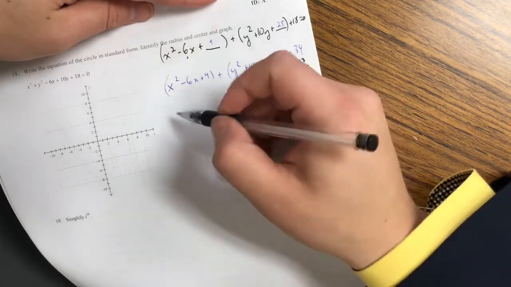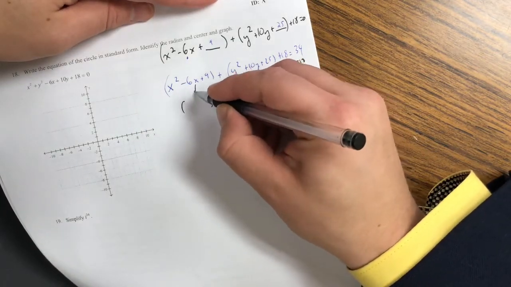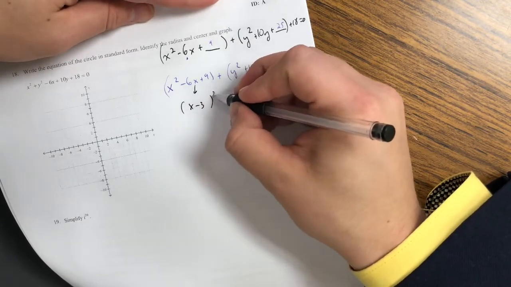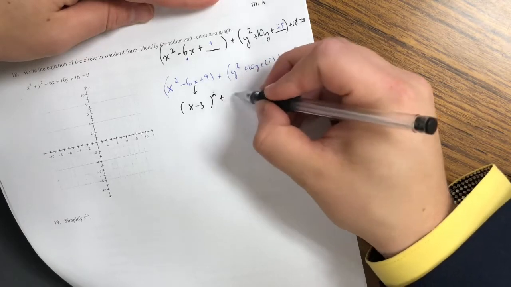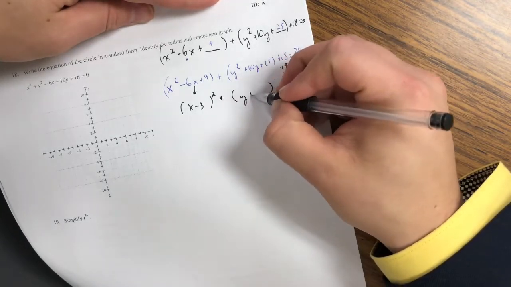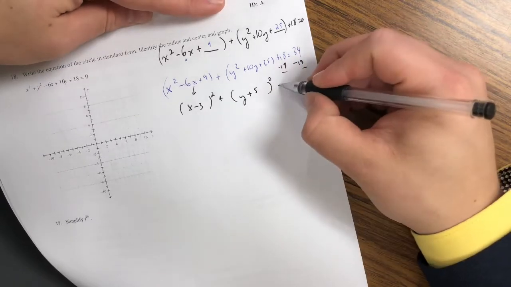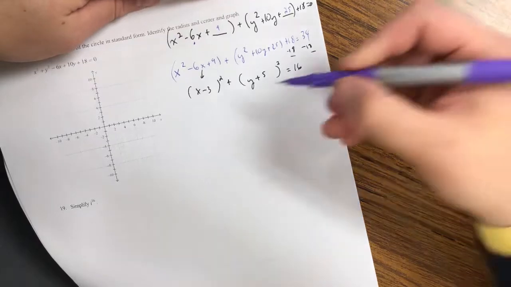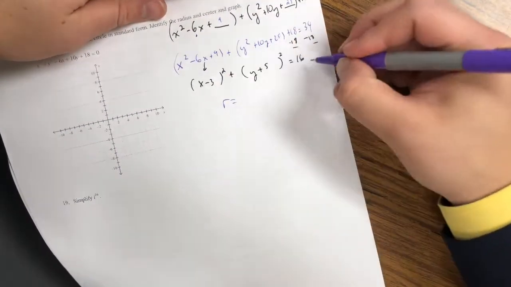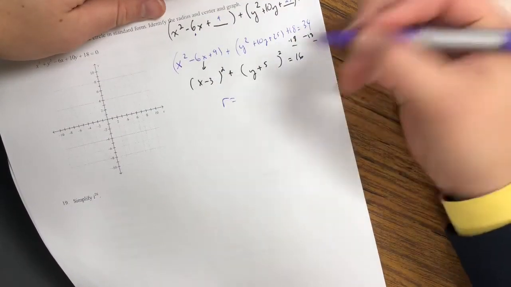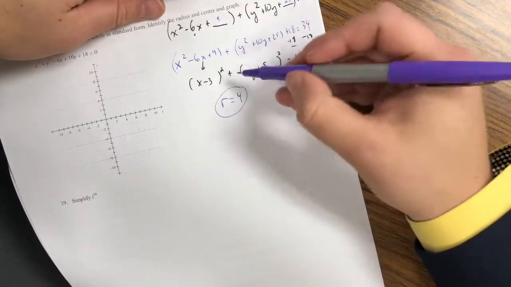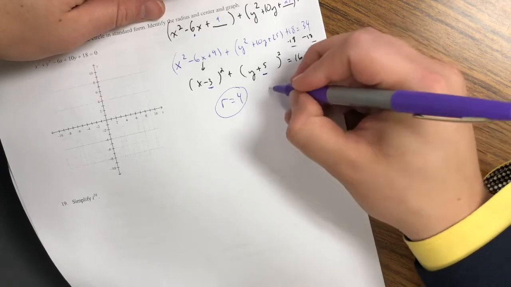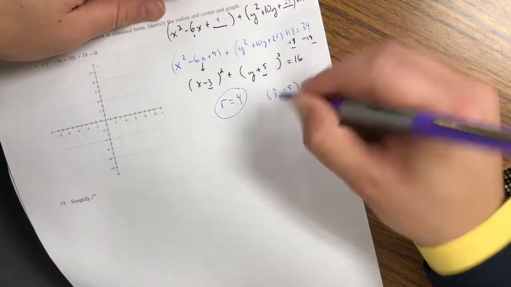So the perfect square binomial that comes from this would be x minus 3 squared. And if you don't trust that, please do the math. For y squared, we'll do y plus 5 squared equals 16. 16 is a nice perfect square, which is going to help. So this is what we need, but our radius is not 16. It's the square root of 16, which is 4. And the center is going to be positive 3, negative 5, your h and your k.